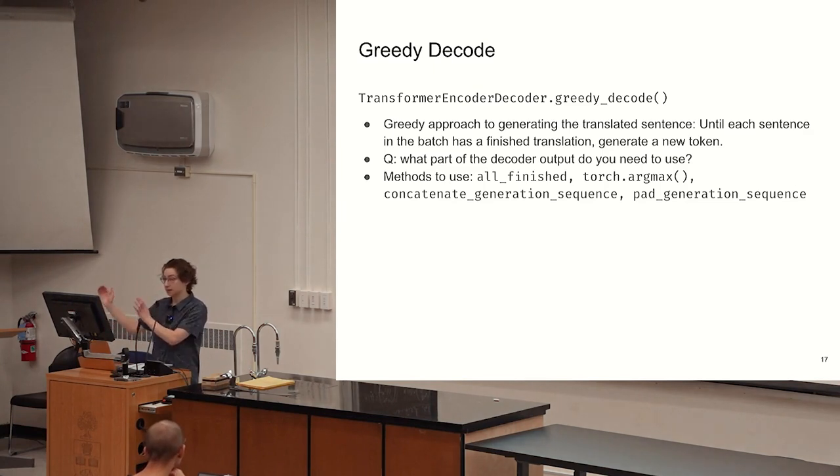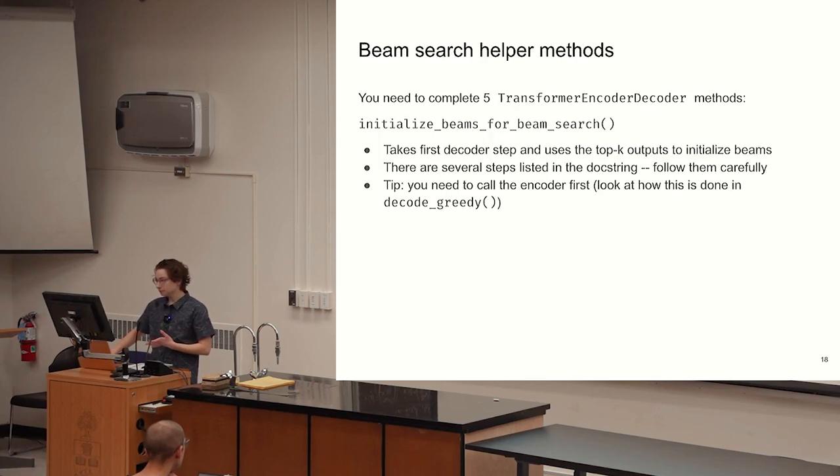So you want something that has a distribution over the vocabulary size, but just for the final position that you are predicting, because that's the one where a new word is being added. So that's a hint about how to use the output of the decoder to accomplish what this greedy decode method is asking you to do. And I pointed to some methods that should be useful to you in implementing this method. Okay, that's for greedy decode.